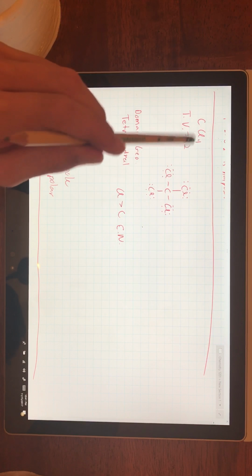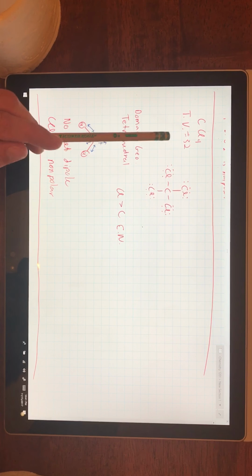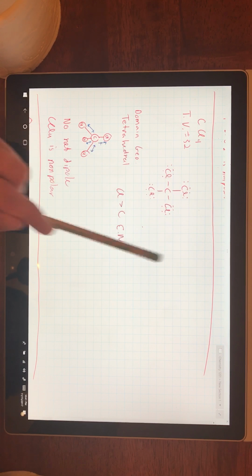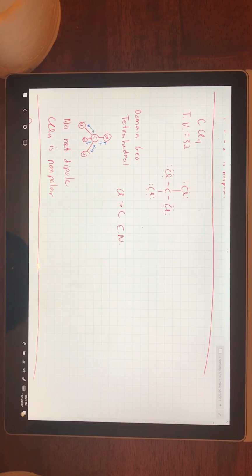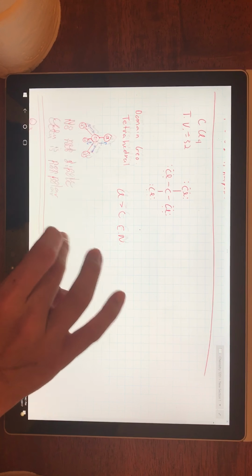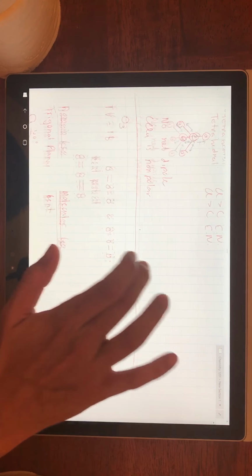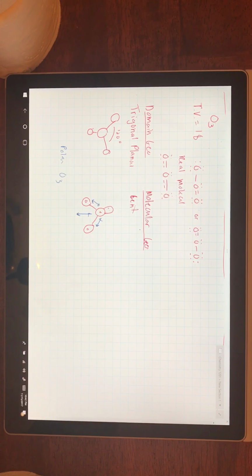Moving on, we have CCl4. Your total valence is 34, and the Lewis structure comes out to look like this. The domain geometry is tetrahedral, and because chlorine has a greater electronegativity than carbon, the dipoles point towards chlorine, and since they're all equal and pointing in opposite directions, there's no net dipole, and carbon tetrachloride is nonpolar.